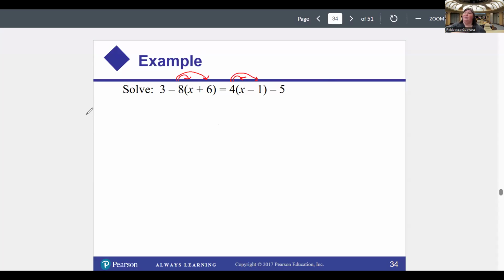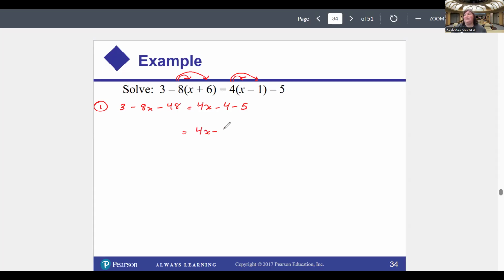So in this case, we're going to do step 1. We're going to simplify. So first we're going to do 3 minus 8 times x, 8x, negative 8 times 6. Oops, I messed up here. Sorry, negative 8 times 6 is negative 48. Make sure I say that right. 4 times x is 4x. x times negative 1, 4 minus 5. So we did the distribution. Now we combine like terms.